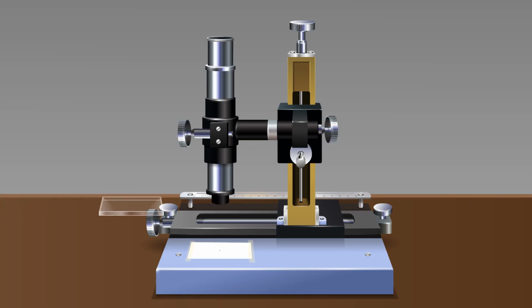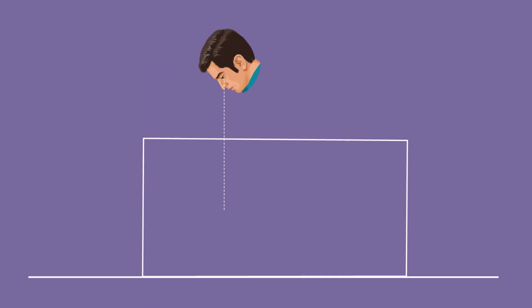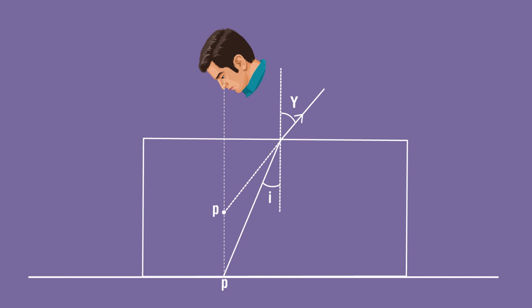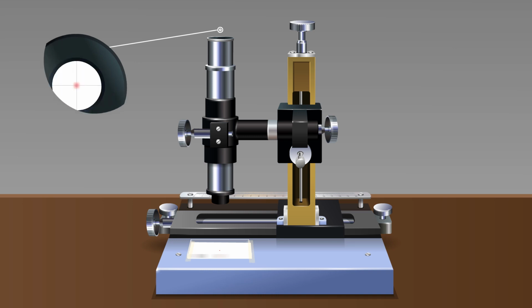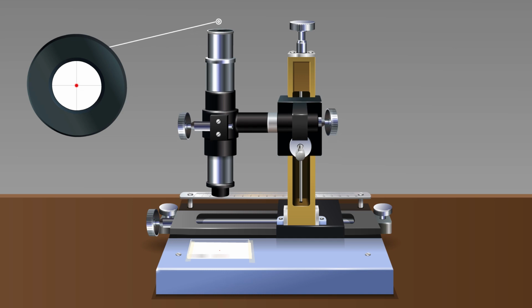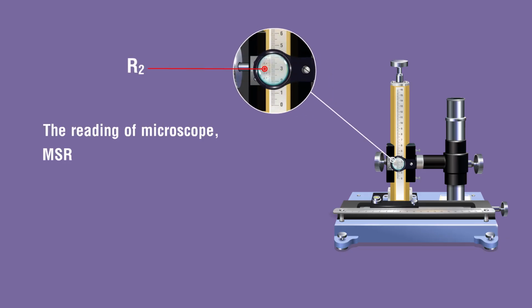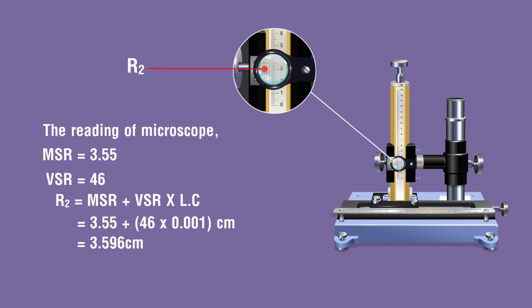Next, place the glass slab over the mark on the sheet of paper. The microscope will now be out of focus. Due to refraction, the point P appears to be raised when seen through a glass slab. Without disturbing the microscope setup, loosen the screw for vertical adjustment and gently raise the entire lens system upward until the mark on the paper seen through the slab is sharp and clear. Tighten the screw. Make the fine adjustment. Take the reading R2 with the main scale and the coinciding division of the vernier scale.